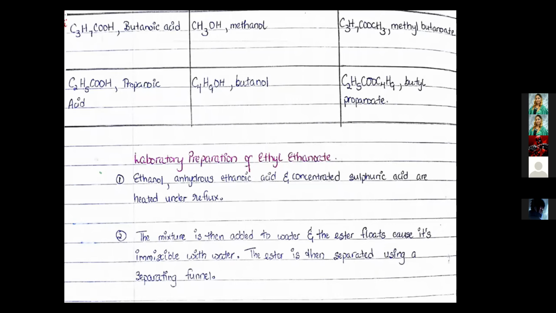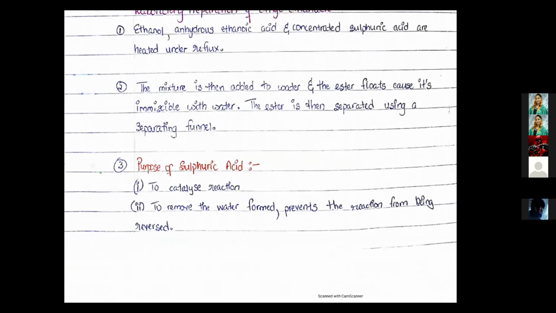The mixture is then added to water. Because the ester is an oily liquid, it's going to float on the water, right? Because it doesn't dissolve, it's immiscible as we call it. And then when it's created over the water, you use a separating funnel, right? And you separate out the water from the oil, and you get your ester, your sweet smelling ester there.